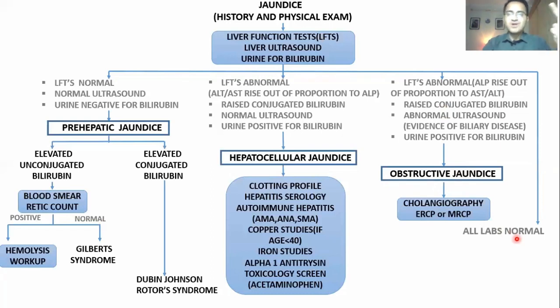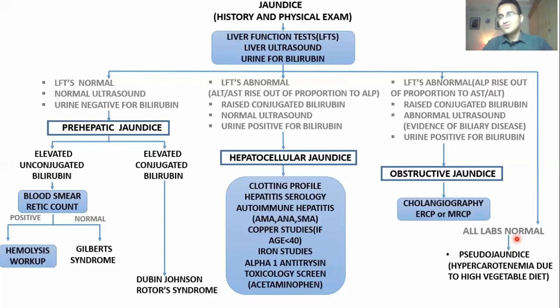LFTs are normal, liver ultrasound is normal, urine is negative for bilirubin, and you found nothing on the tests. Then look for pseudo jaundice. What is pseudo jaundice? Pseudo jaundice occurs due to intake of high vegetable diet that results in hypercarotenemia, and carotenemia causes yellow discoloration of skin, resulting in pseudo jaundice. Other than that, other causes of yellowish discoloration can be due to Addison's disease or anorexia nervosa.